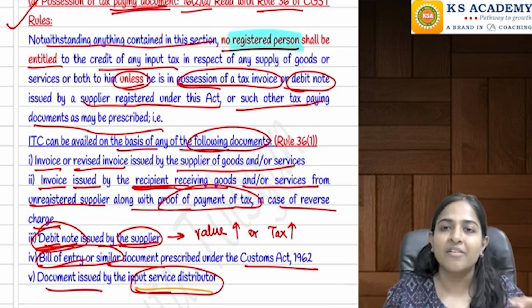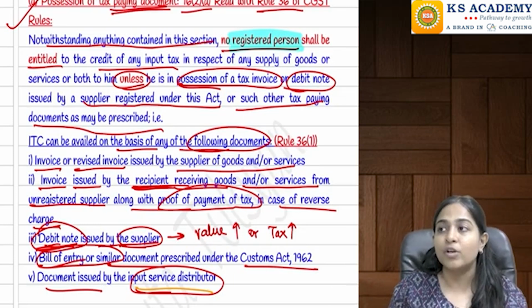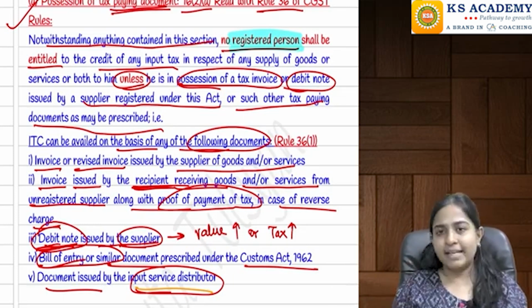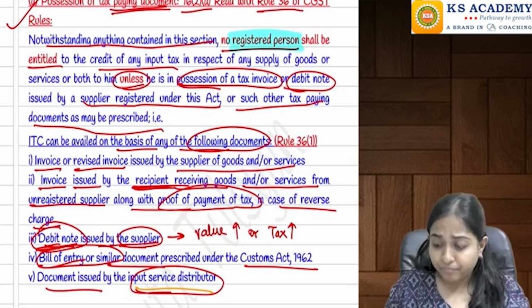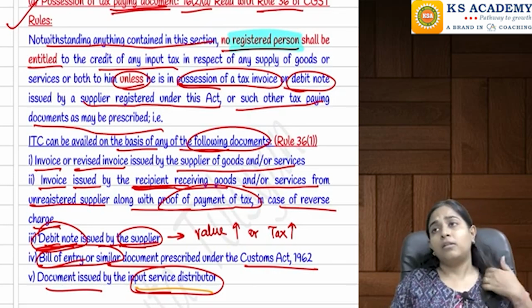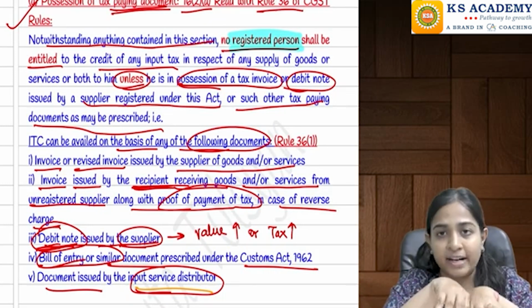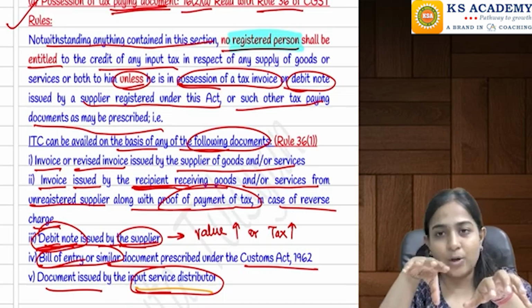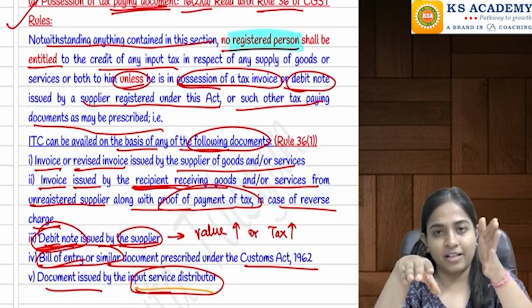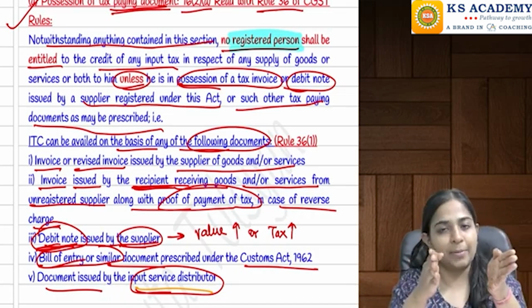Ma'am, what about the revised invoice? What is this revised invoice? Invoice you at least understand? Yes, now let's say earlier I was not at all registered. Then I become liable to get registered. I was not registered, then I became liable to get registered.